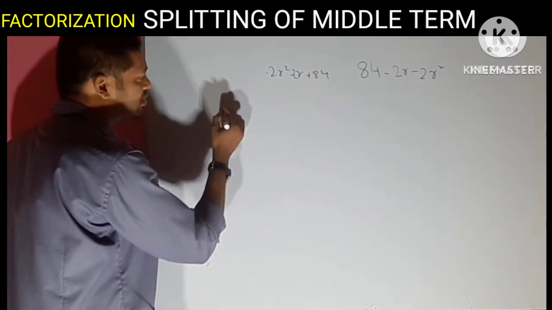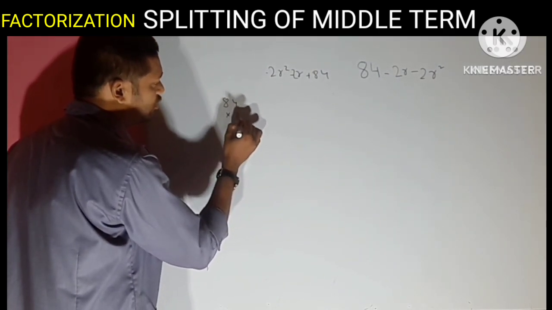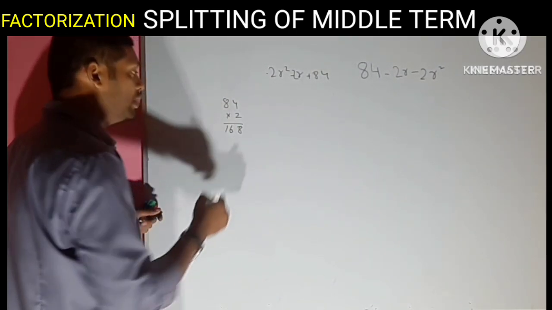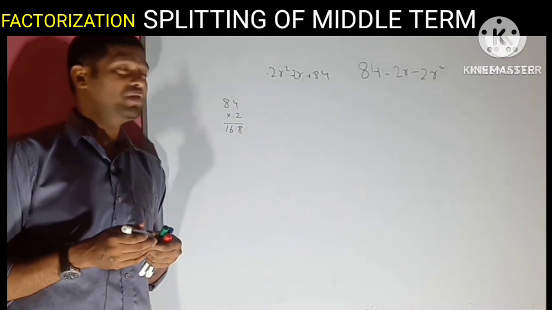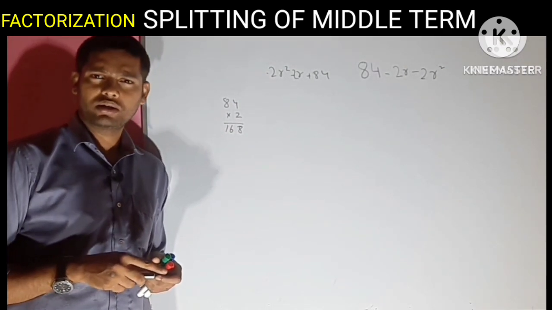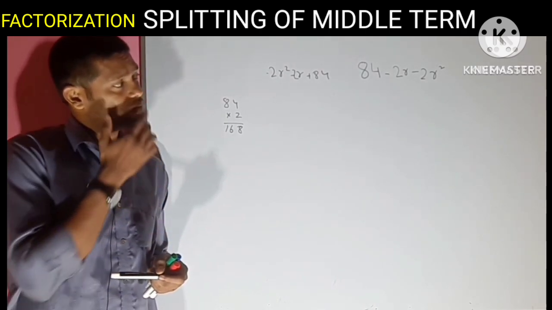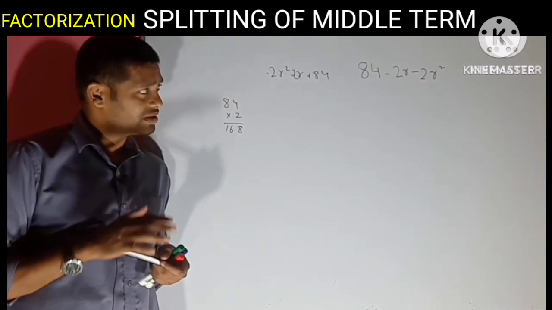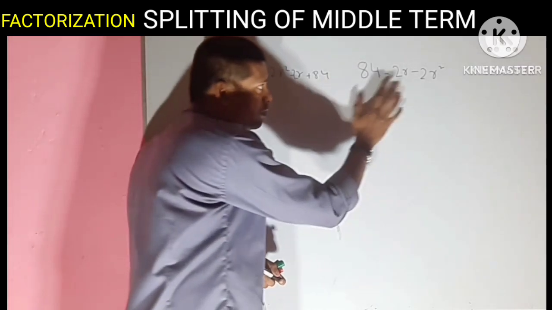So what will be the answer? 84 into 2 is 168. These are very big numbers, sir. So what can we do? Can we do any other method? Yes sir, we can use another method, because if you see all the numbers which are present, 84 and 2.